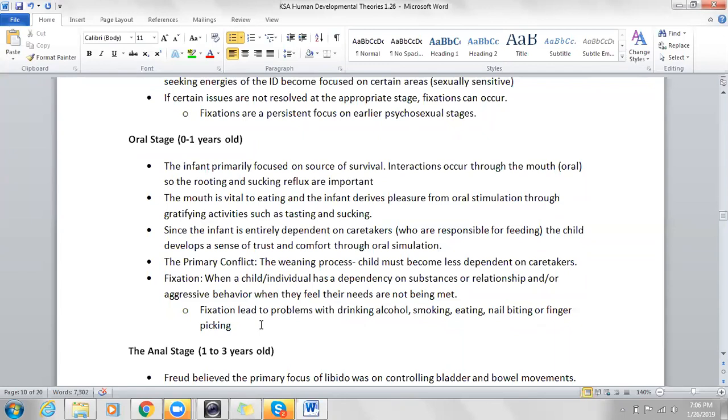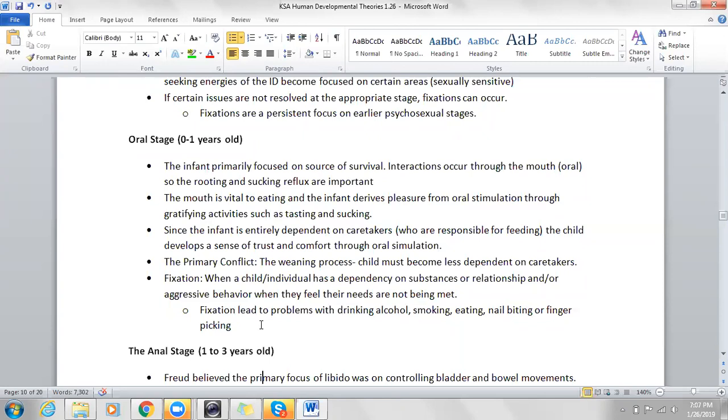So the first stage, oral stage, 0 to 1. Think of a little baby. A lot of what their interactions are for and do are for survival via their mouth. So the infant is primarily focused on the source of survival, so interactions occur through the mouth. So the rooting and sucking reflex are important. If you go up to a child and put anything near their mouth, they'll start doing a sucking motion because that's all they know and communicate through.